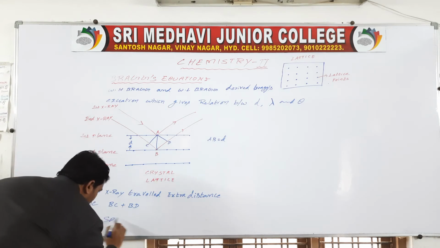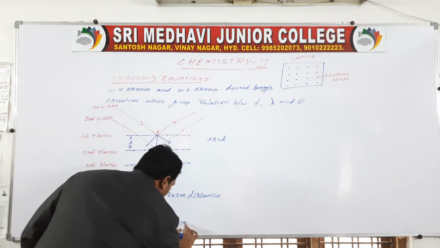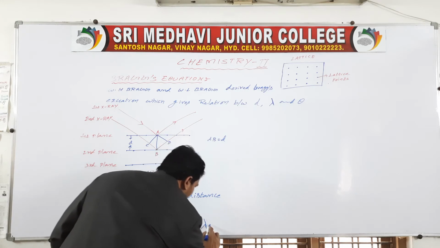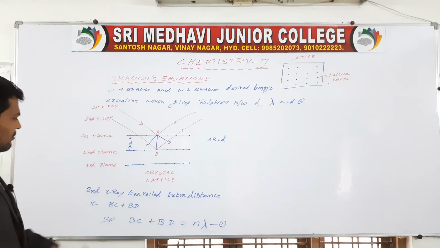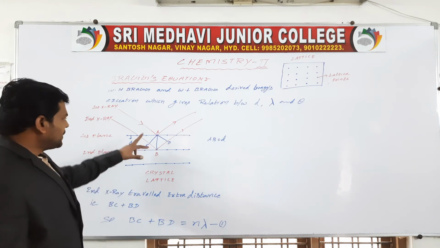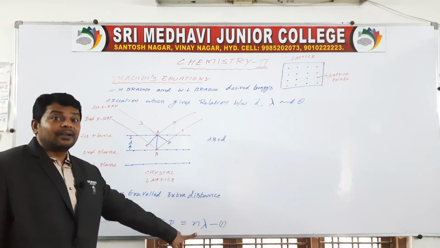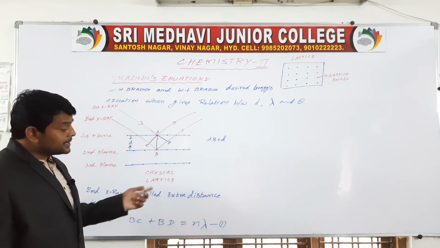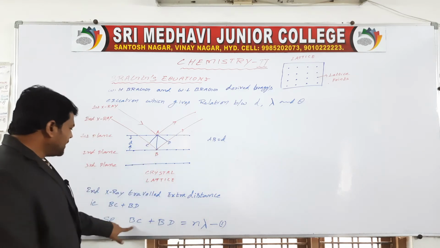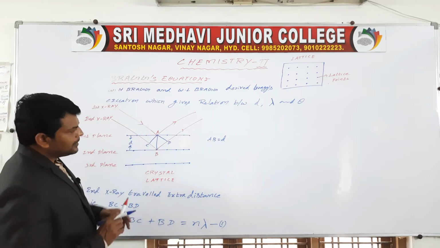So BC plus BD equals n lambda. This I am taking as equation 1. Why BC plus BD equals n lambda means they undergo constructive interference. The path difference between the two X-rays is equal to an integral multiple of their wavelength. The distance between the two planes is an integral multiple of the wavelength of X-rays passing through the crystal. Then BC plus BD equals n lambda. So here we have to calculate BC and BD.